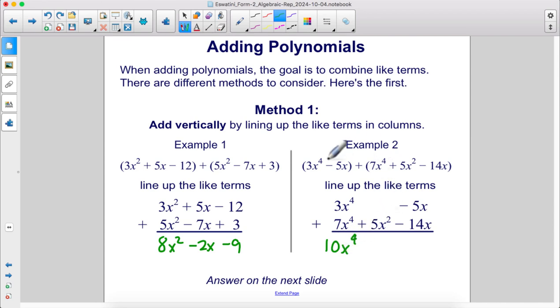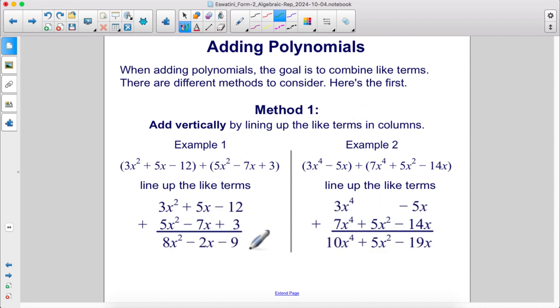Then there are only two terms in this polynomial, which means we just don't have one here. So then we just move the 5x squared down. And then here, negative 5x minus 14x is negative 19x. And here you have both solutions.